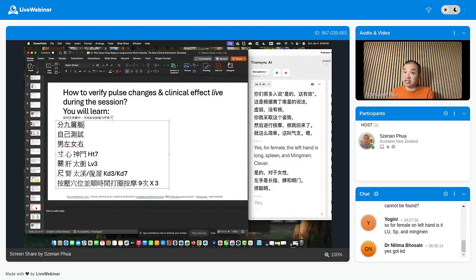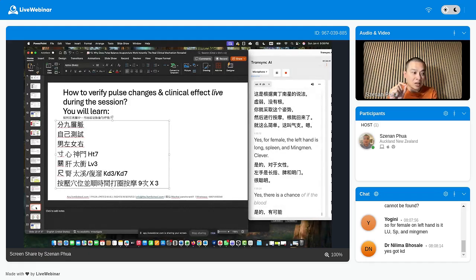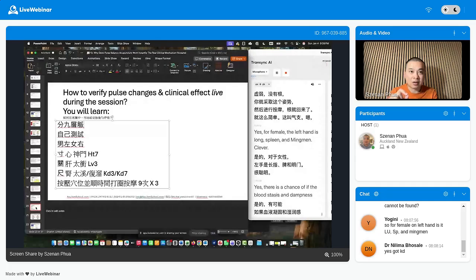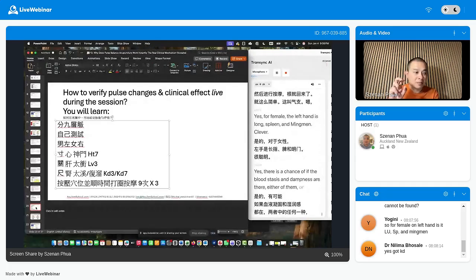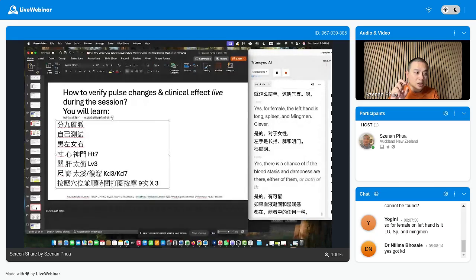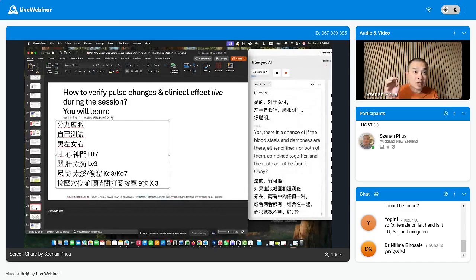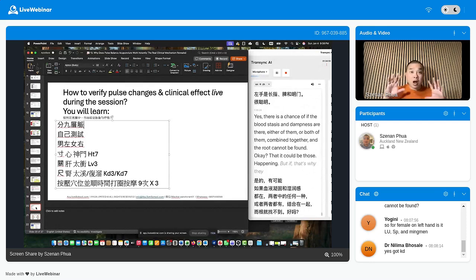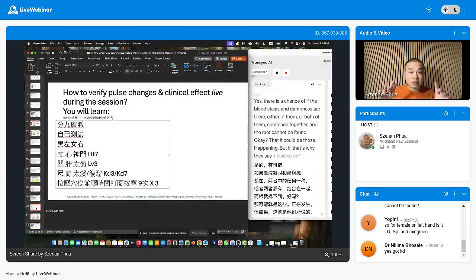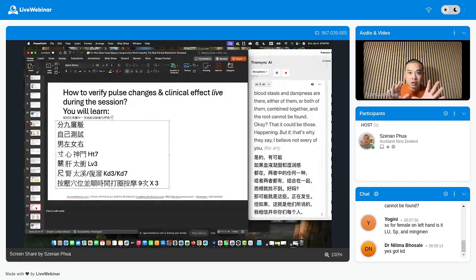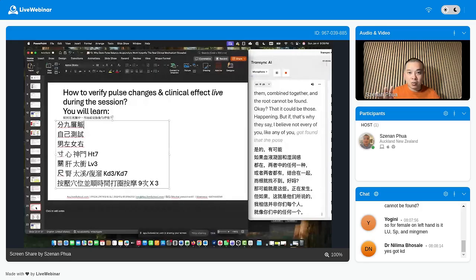Yes, there is a chance that if blood stasis and dampness are there, either of them or both combined together, the root cannot be found. Okay, it could be those happening. But I believe not every one of you, like any of you, found that the pulse is still weak and has no root.